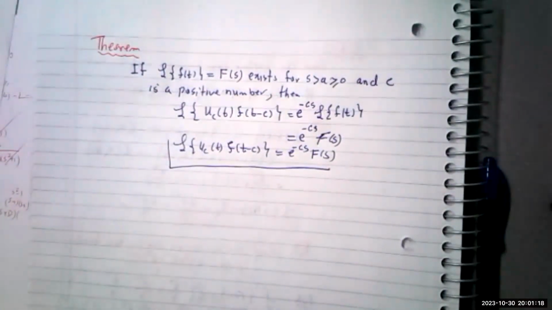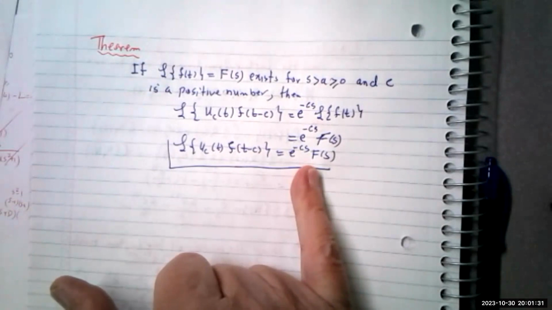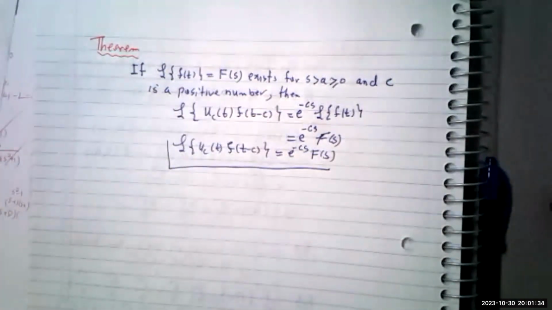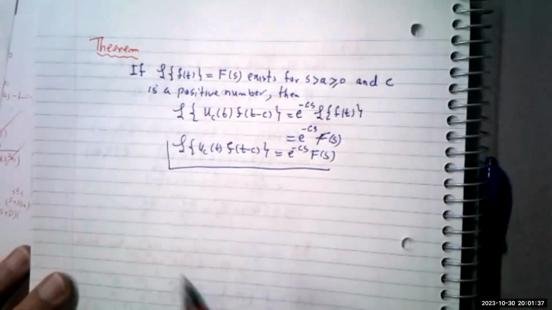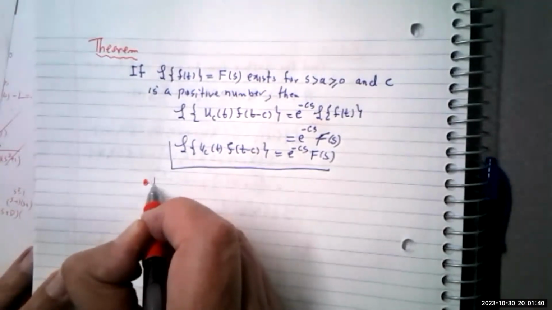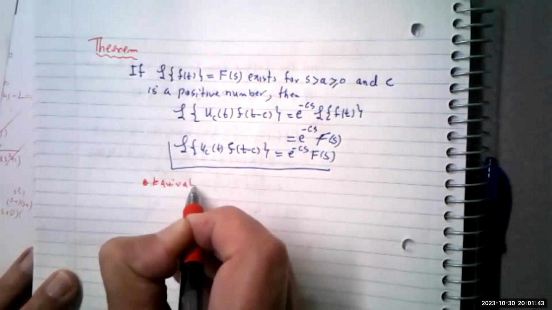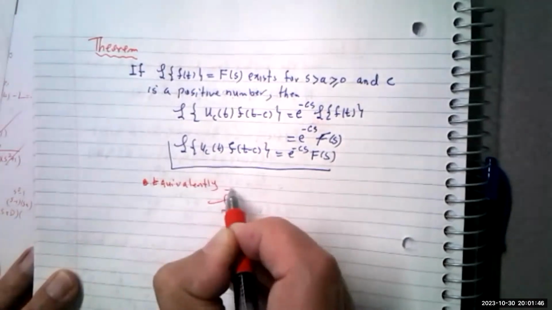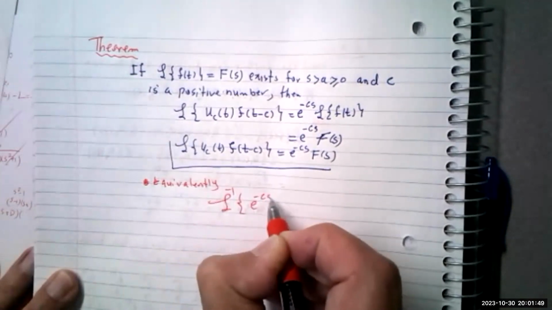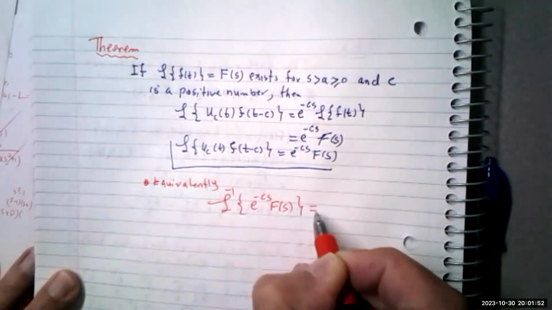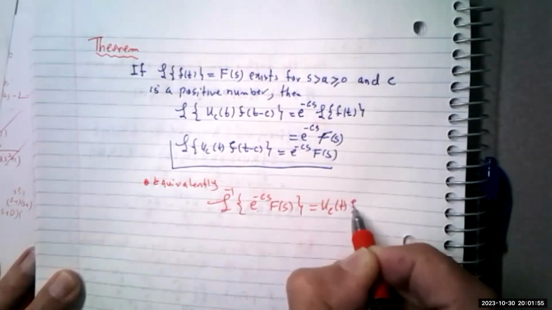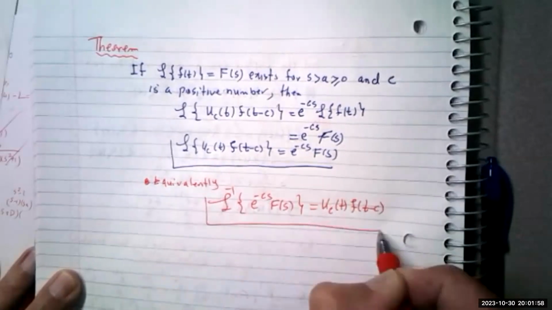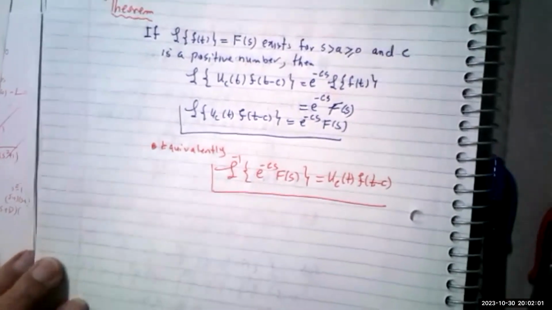We call it the translation. This means if you go to your function f of t and replace the t by t minus c, you have to pay for it. What you pay is you multiply your Laplace transform by e to the negative cs. That's why they call it a translation theorem. And equivalently, this is what we need for the Laplace inverse: the Laplace inverse of e to the negative cs F(s) is simply u_c(t) f(t minus c). This is the one they call the translation theorem.